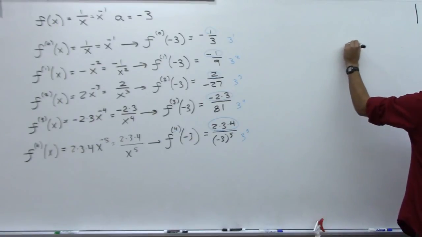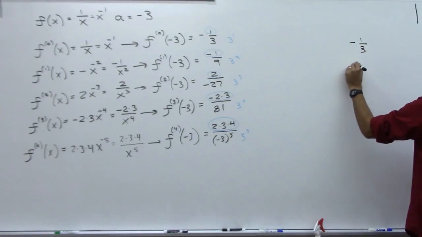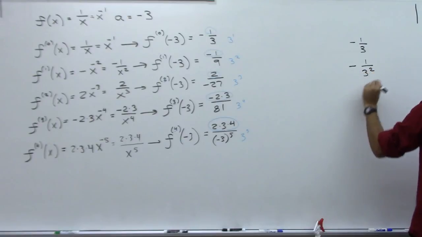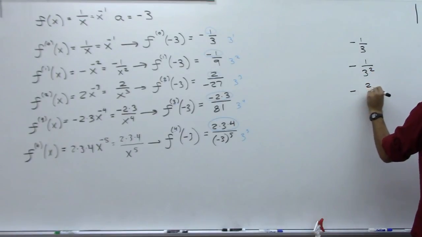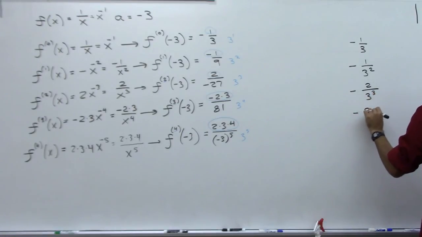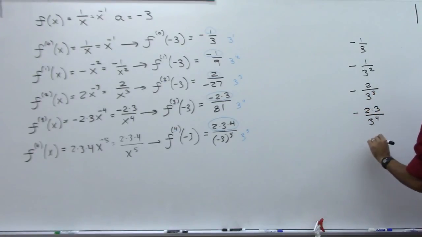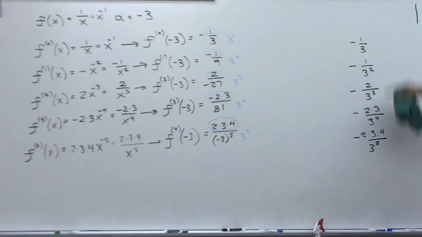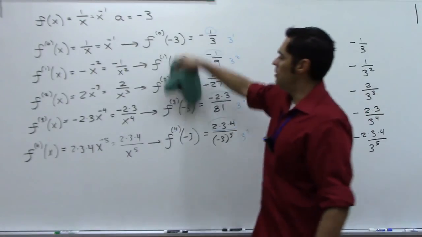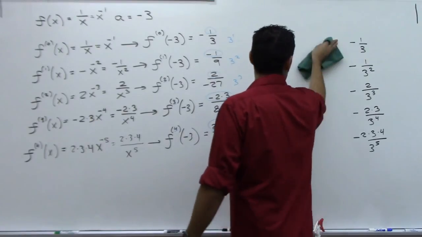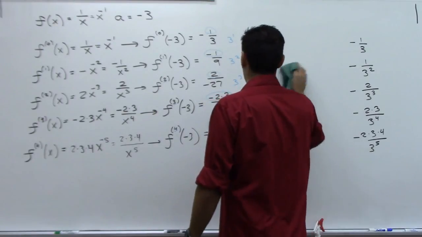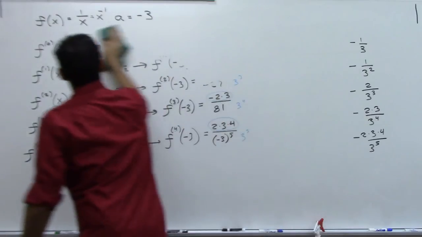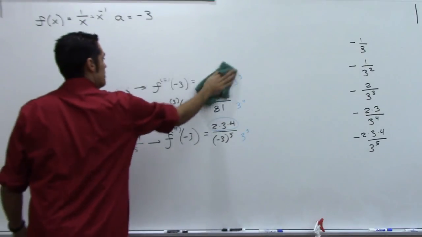So let me write these down over here. I have negative 1 over 3. I have negative 1 over 3 squared. I have negative 2 over 3 cubed. Negative 2 times 3 over 3 to the fourth. And negative 2 times 3 times 4 over 3 to the fifth. So those are my derivatives evaluated at negative 3. 0th derivative, first derivative, second, third, fourth. I'm just writing those down so I can look at them in a second here.